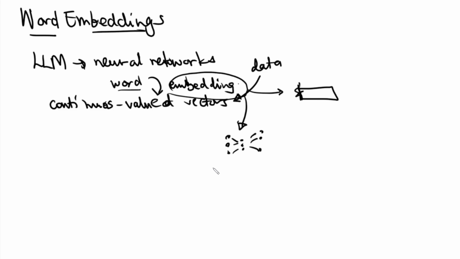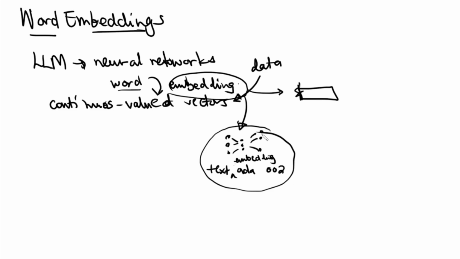If you have used OpenAI before, you might have seen a model called Text Embedding. I haven't memorized the name, but I think it's called Text Embedding Ada 002 or something like that. It is a model that is dedicated to creating embeddings. That's all it can do: create these continuous valued vectors. And it is also a pre-trained neural network.